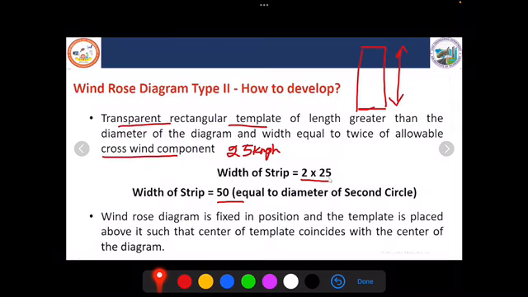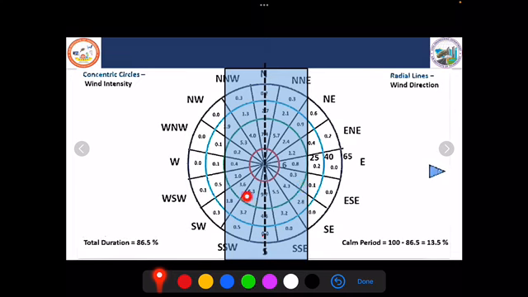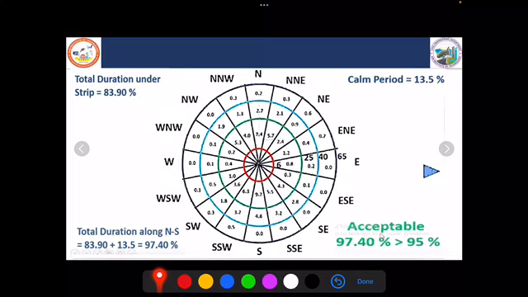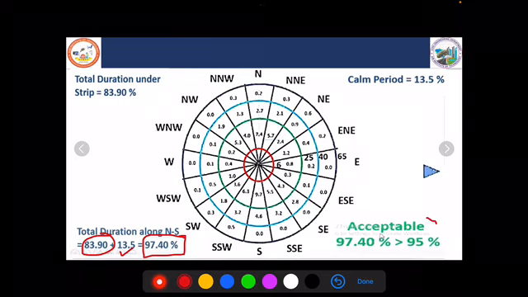So the total value we have got is 83.9 percentage, which is visible inside the transparent strip. To that, we add the calm period, and we get the total wind coverage in the north-south direction. That value is 97.4 percentage. This is acceptable. Locating the runway along the north-south direction is acceptable since the wind coverage is more than 95%. But we should not stop at this point.